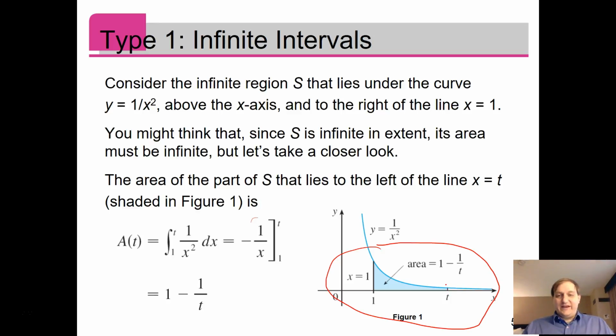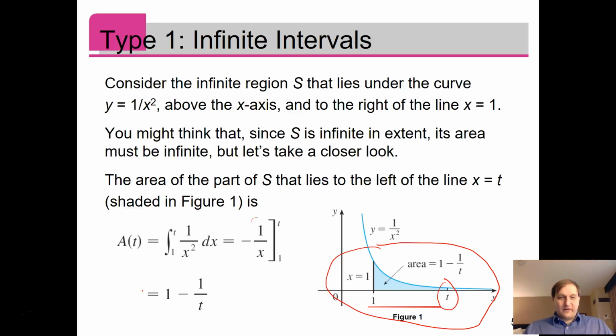So here's t. t is some arbitrary number that's bigger than 1. Instead of finding the area from 1 to infinity, we're going to find the area from 1 to t, and we're going to find a formula for it. So A of t equals the integral from 1 to t of 1 over x squared dx. We know the antiderivative of 1 over x squared is negative 1 over x, and we're evaluating that from 1 to t.